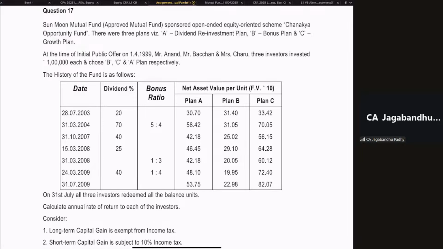Sorry, reinvestment on the last one. It's option C. It's reinvested, but no units are given to you. The money, whatever the mutual fund is earning, it's just keeping it with itself.